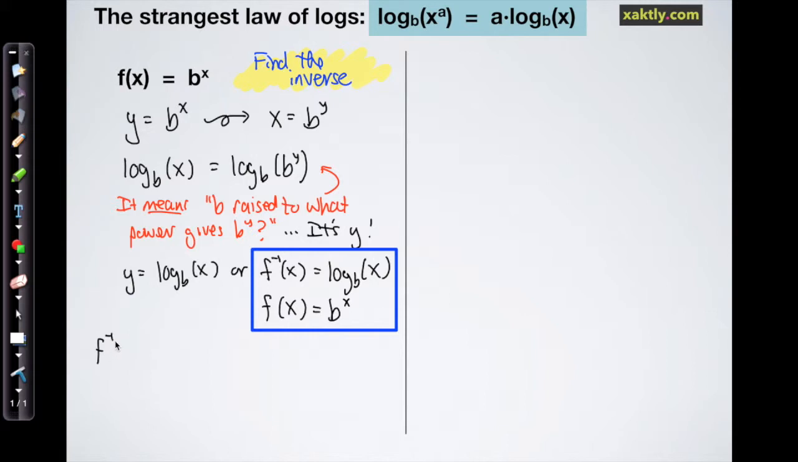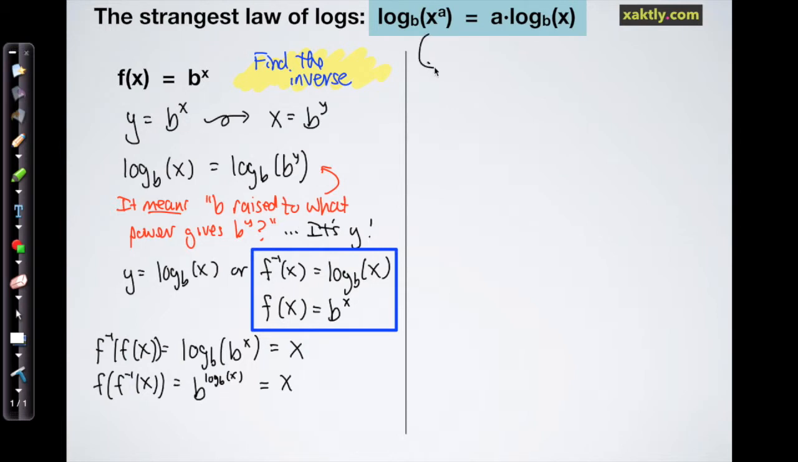Now let's just pause here for a minute to prove that when we put the function f of x into the inverse function, we just get x back. So f inverse of f of x is the log base b of b to the x, which we've already shown is just x. What's a little more difficult to wrap your brain around is that f of f inverse of x, which is b to the power of log base b of x, is also equal to x. And that just has to be for inverse functions.